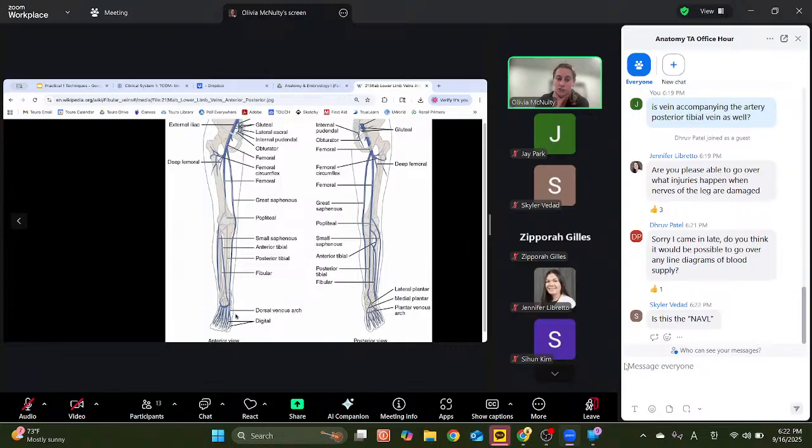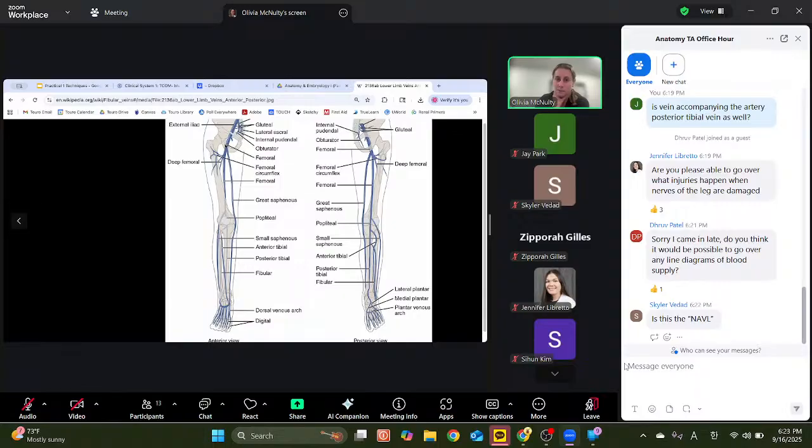So that's the arch down here of the foot, which is from the great toe or your first toe. And so it's the dorsal venous arch from the big toe, and that's going to form your great saphenous vein, which you can follow all the way up here. And then it's dumping into the femoral vein.